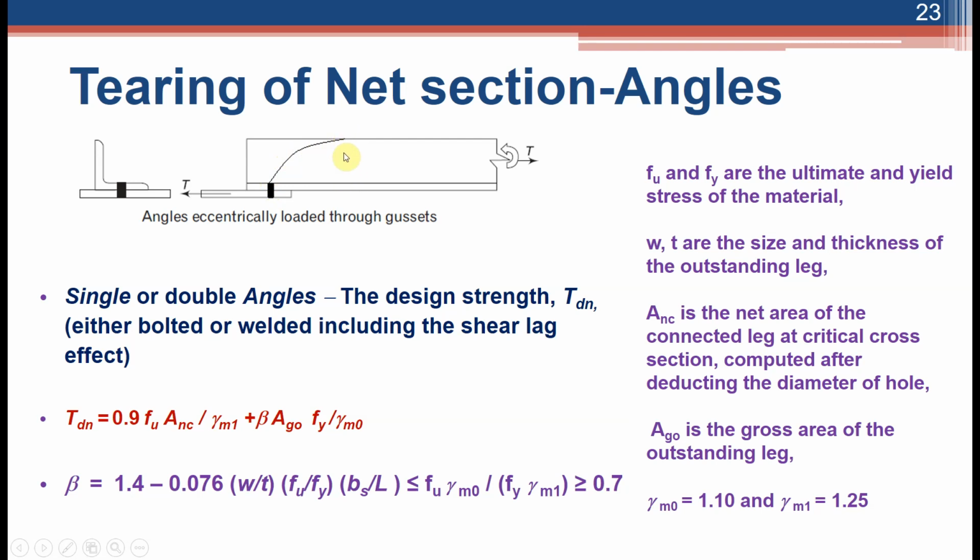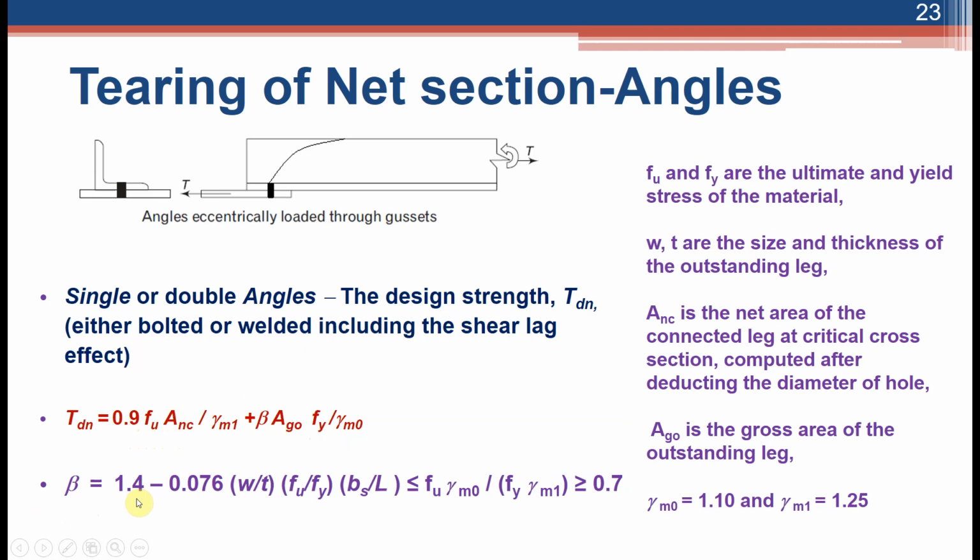That means if you want to make uniform transfer of a tensile force from one member to another member, the length of connection should be increased. So for single or double angles, the design strength Tdn, either bolted or welded, including the shear lag effect, is equal to 0.9 Fu Anc upon gamma m1 plus beta Ag0 Fy upon gamma m0.